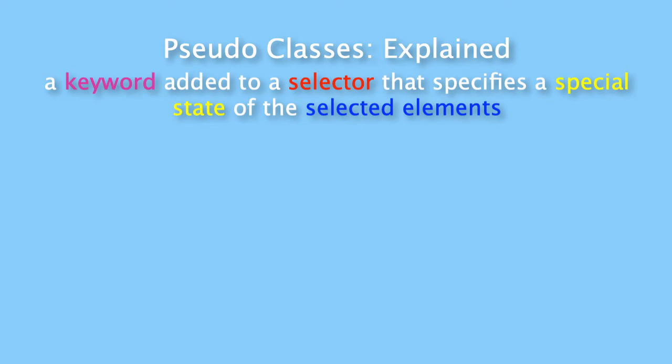Alright, let's start off with the obvious question at hand. What even are pseudo classes? A pseudo class is a keyword added to a selector that specifies a special state of the selected elements. Does that sound complex? Don't worry, let's go over this together.